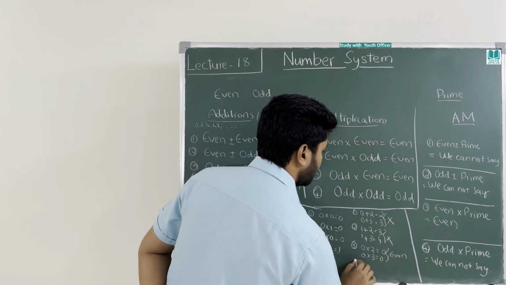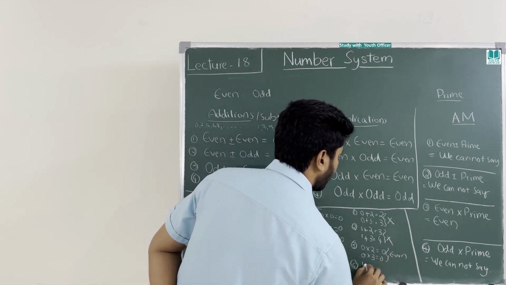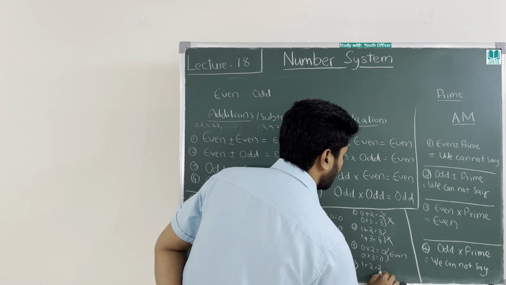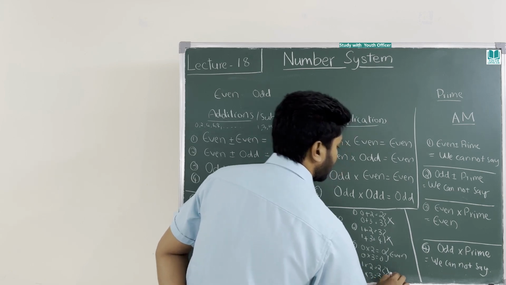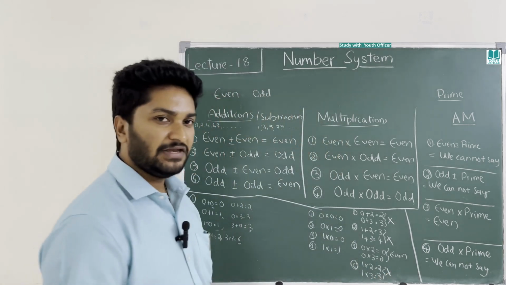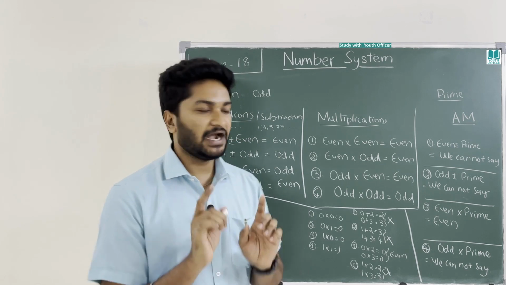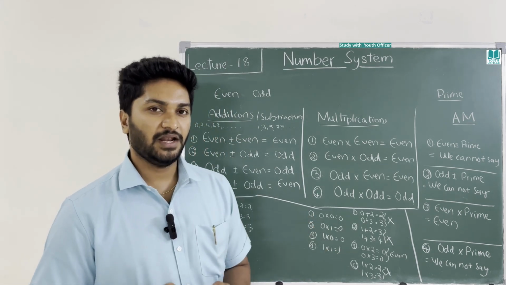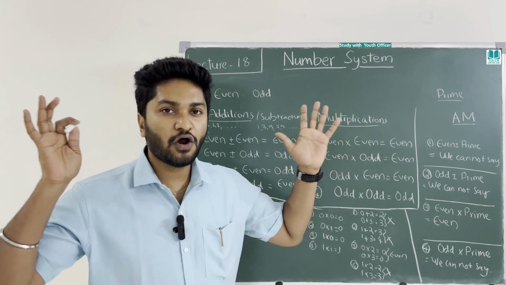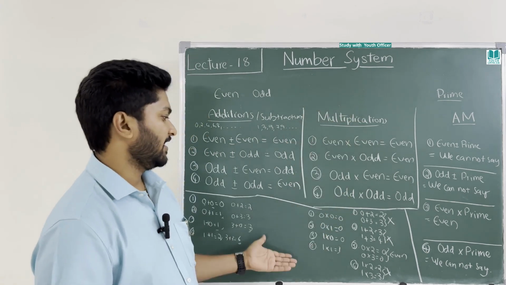Fourth example, odd into prime: 1 into 2 will give you 2. Odd into odd prime, 3. Two different numbers, so we cannot say. See, when you take the least possible, and you can take repetition also, that will save a lot of time. Like this.